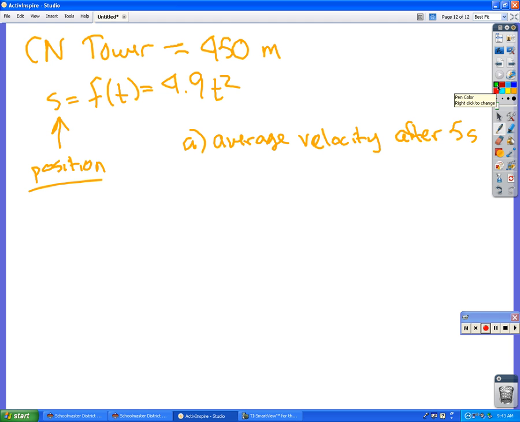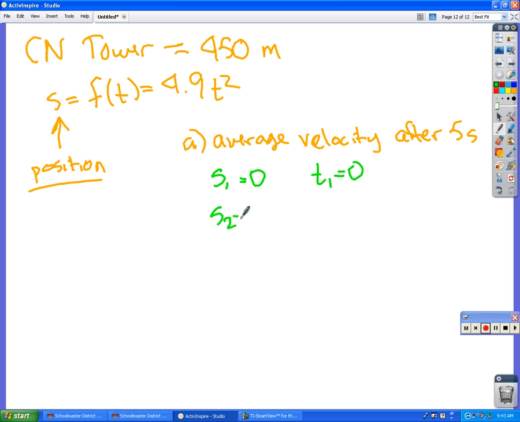So first of all, the average velocity is the easy one. Where was it when we started? So what's its initial position? You want to go 0, we'll make where we dropped it from the 0, that's fine. And what was the time when we dropped it? 0.